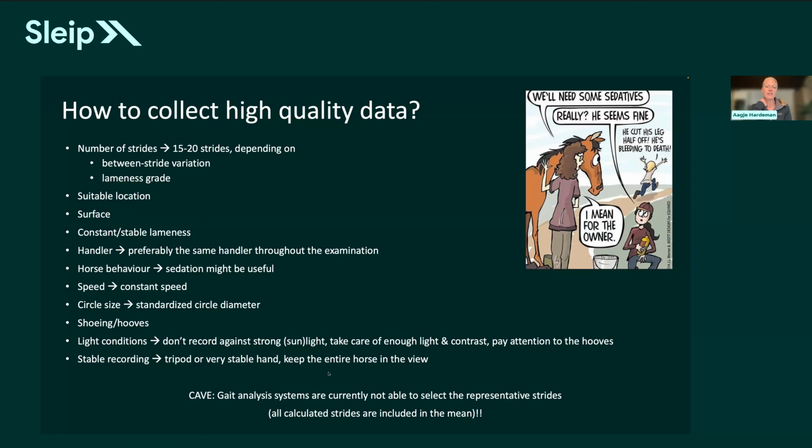For all these things, we try to make a proper recording, and for all the factors, we try to lower the standard deviation or the stride-to-stride variation as much as we can. Bear in mind that we are not able to select the representative strides. That is something that you, as an experienced vet, are trained to do. If you see a horse trotting up and down and you see a few strides, you think, yeah, those are the ones that I need to keep in mind. That part of pattern recognition in your brain is super well developed, and our systems cannot do that. We calculate all strides, so all calculated strides are included in the mean. That is something to bear in mind when you collect your data.